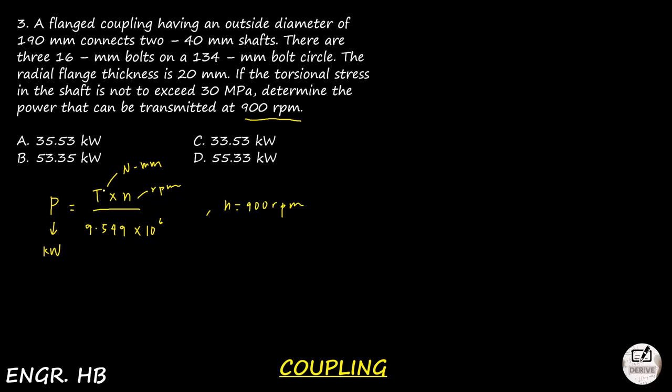So dito na lalabas yung pagsusulat natin ng units. So the outside diameter of the flange is 190, so hindi kailangan. Connects 2 40 mm shafts. Okay, there are 3 16 millimeter bolts. So alam naman natin on the previous slide that the torque is equal to force, individual load, times DBC over 2 or the radius, times the number of bolts. So, paano natin siya makukuha?